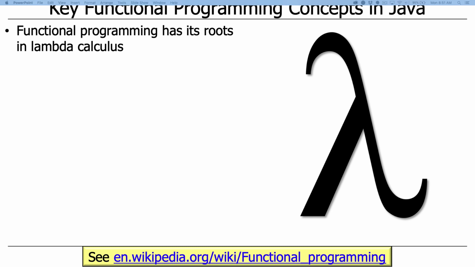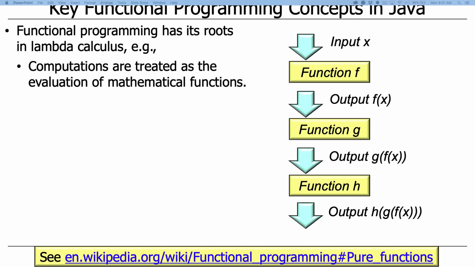So functional programming has its roots in something called lambda calculus. You can read about functional programming at this Wikipedia link. Basically, lambda calculus is a formalism that treats computations as the evaluations of mathematical functions. And in pure, unadulterated functional programming, you only have things called pure functions.